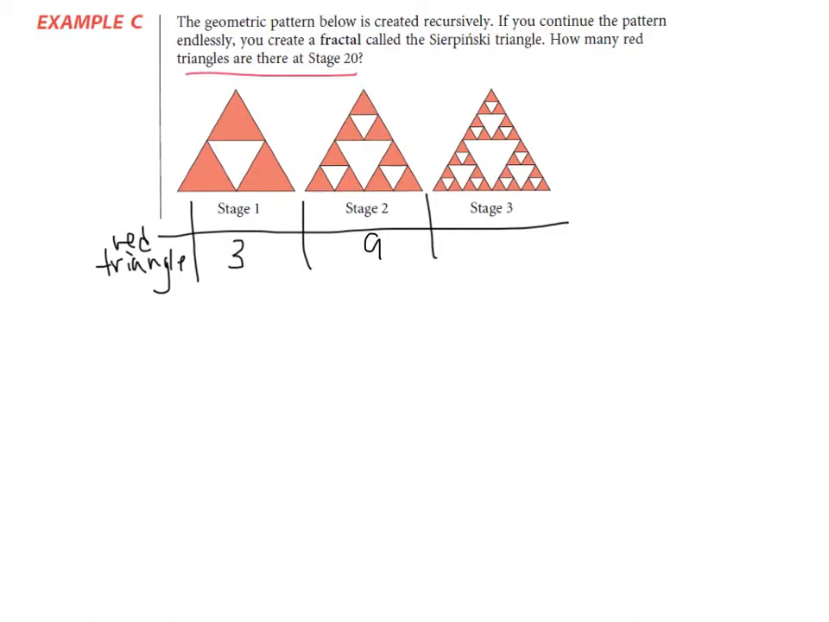Okay, and if we count up, we've got 1, 2, 3, 4, 5, 6, 7, 8, 9, and then 2 more sets of that, so 9 from this top one, 18, 27.